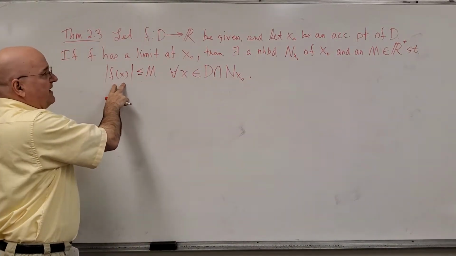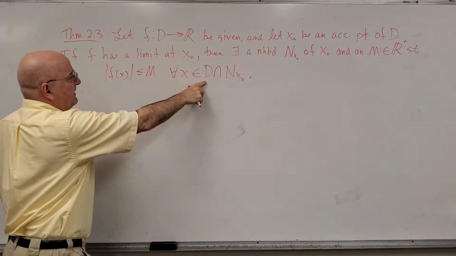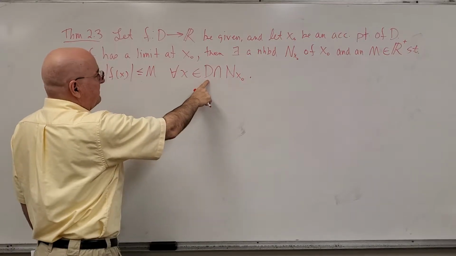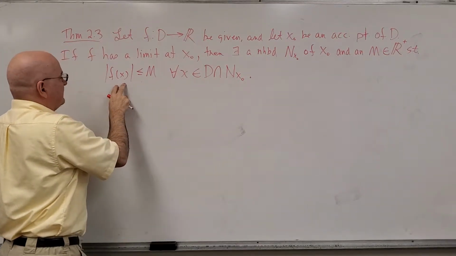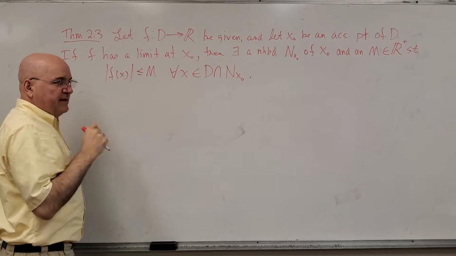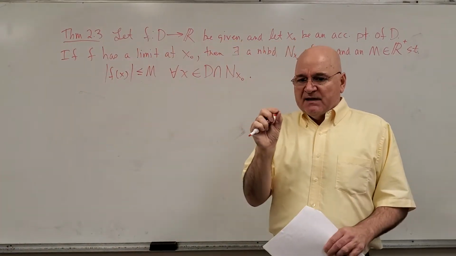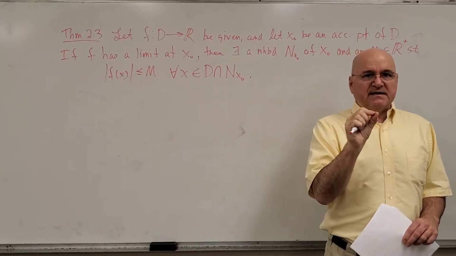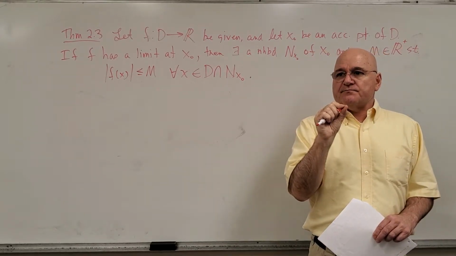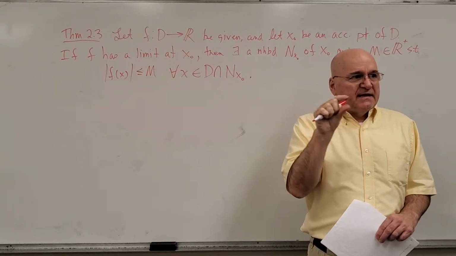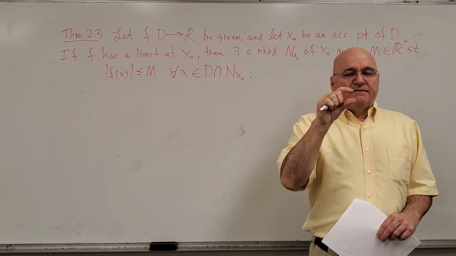such that for every x in that neighborhood that's also in the domain, the absolute value of f of x is less than or equal to M. That should look like it's bounded. So that's what we're saying. If the limit of the function exists at x naught, then in some region around x naught, some neighborhood, the function is bounded.